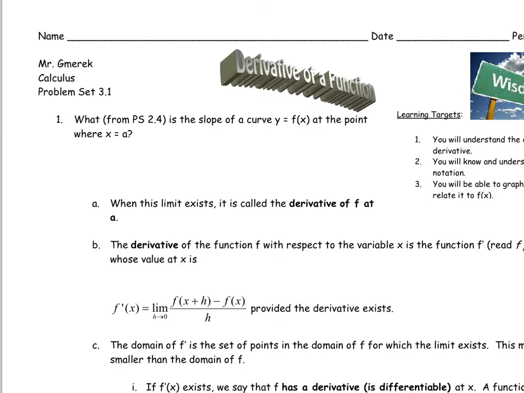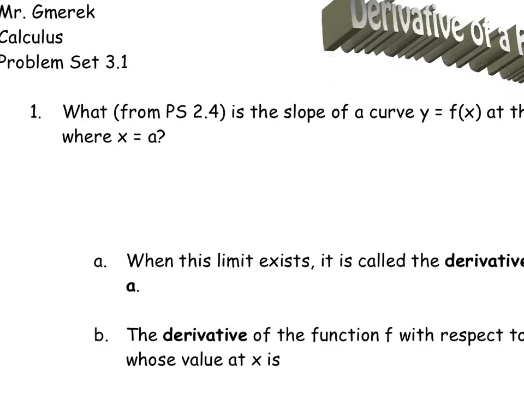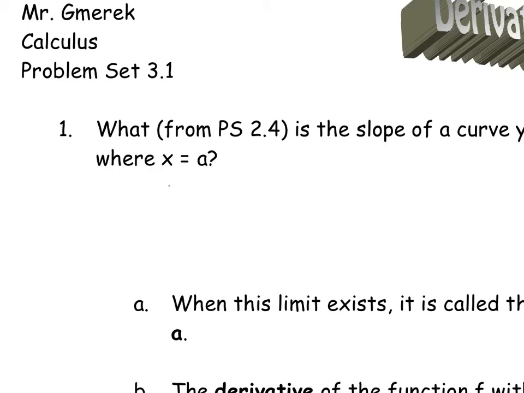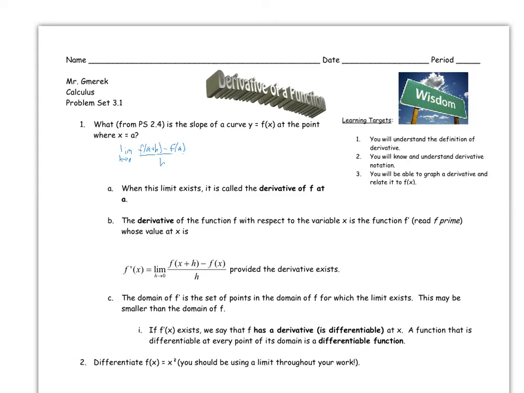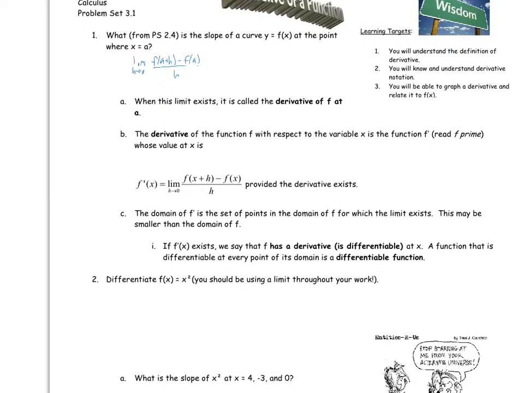So number one, what is the slope of a curve at the point where x equals a? This is just that limit definition that we've talked about quite a bit. The limit as h goes to 0 of f of a plus h minus f of a all over h. And then there's just some information here that we've talked about in class. Basically, we're just going to give this a name, and we're going to call it the derivative. That's pretty much all you need to know from there, I think.